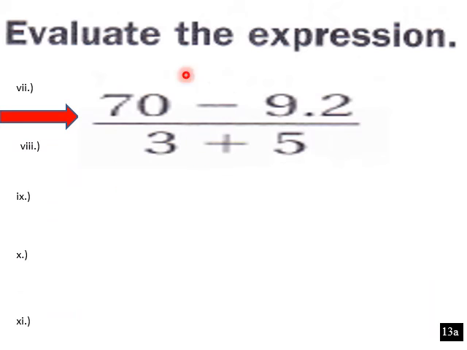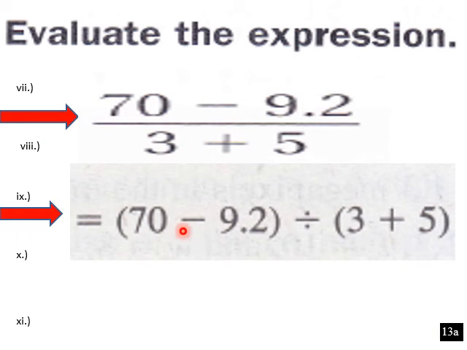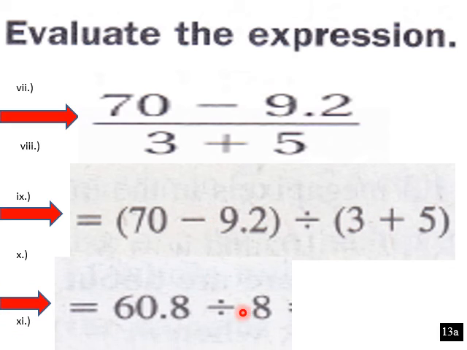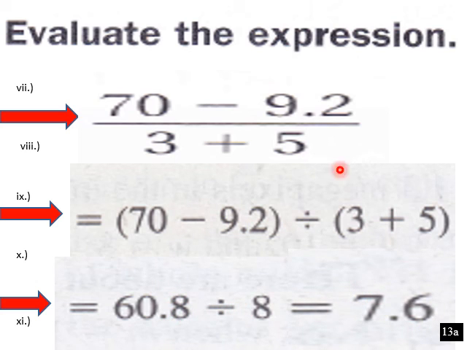Okay, evaluate this expression. We have this expression here. So we'll do 70 minus 92. So we just use a horizontal format here. This is our denominator. This is our numerator. And then this is 8. And then this is 60.8 divided by 8. That equals 7.6. So that would be the order of operations to solve that.